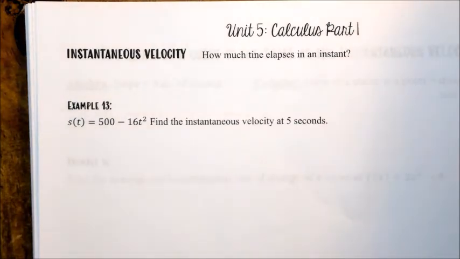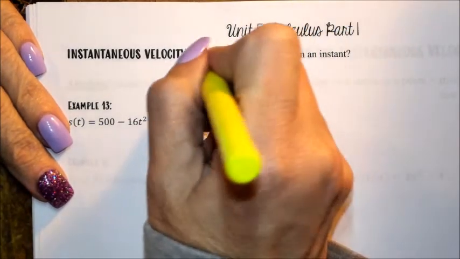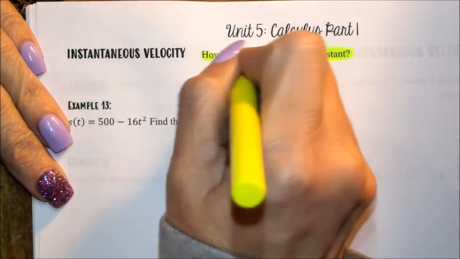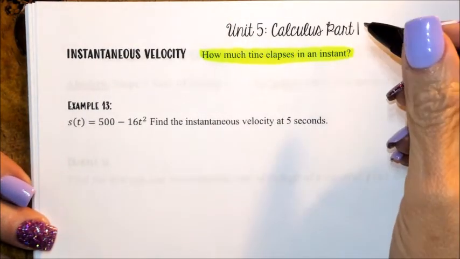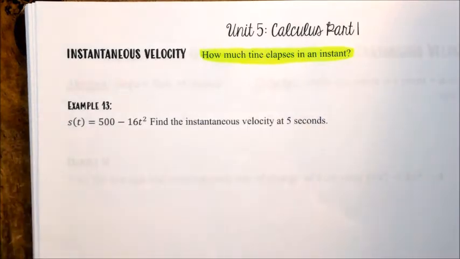Instantaneous velocity. How much time passes in an instant? How much time do you think passes in an instant? It's got to be at least a little bit of time, right? Because if it didn't, we'd all be the same age forever because time would never pass. So some little bit of time has to pass. As you think about that, just a little bitty bit, a fraction of a split of a second, you might be thinking, oh, she's going to do that limit again, isn't she? And you would be absolutely right.